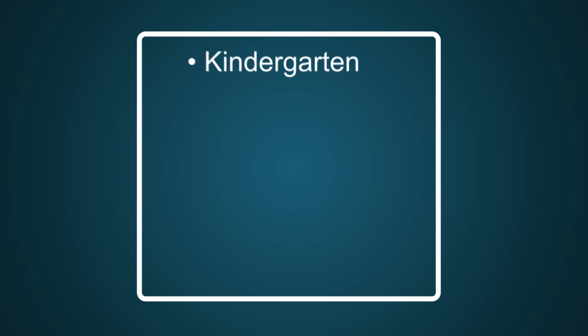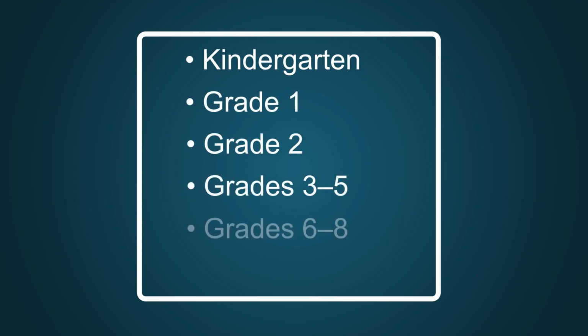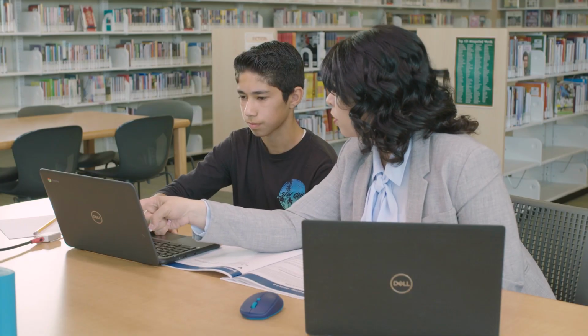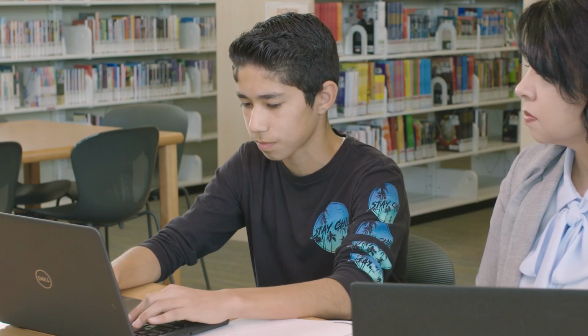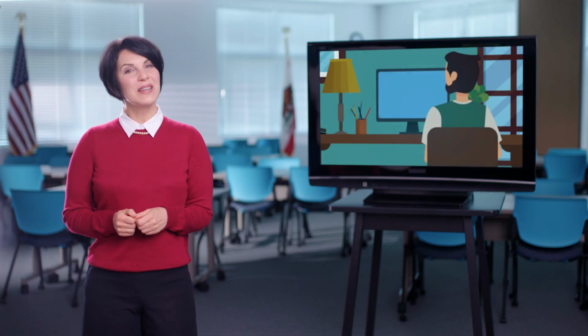The initial ELPAC consists of 6 different grades or grade spans: kindergarten, grade 1, grade 2, grades 3 through 5, grades 6 through 8, and grades 9 through 12. The initial ELPAC is used to determine whether your child is an English learner who needs support learning English. Identifying students who need help learning English is important, so these students can get the extra help they need to do well in school. How will you, as a parent or guardian, learn the results of the test?